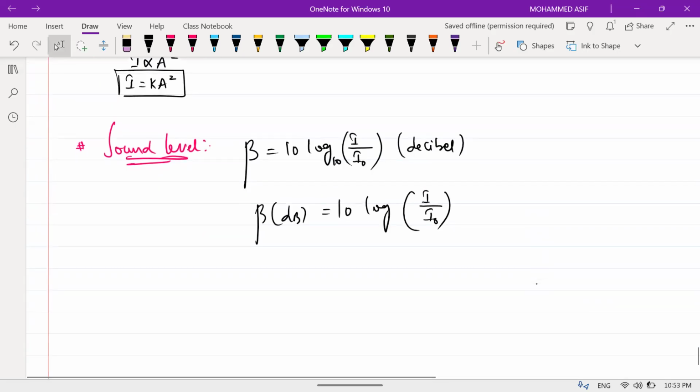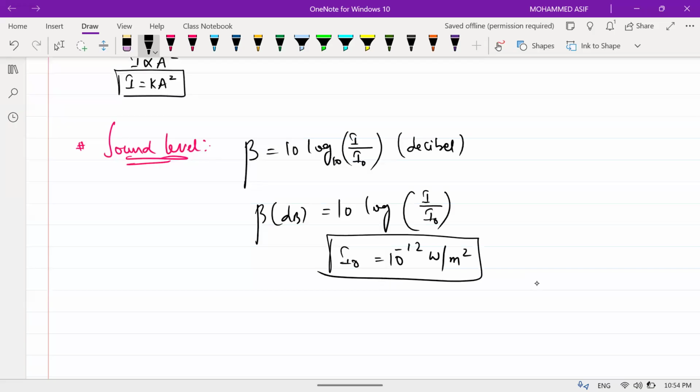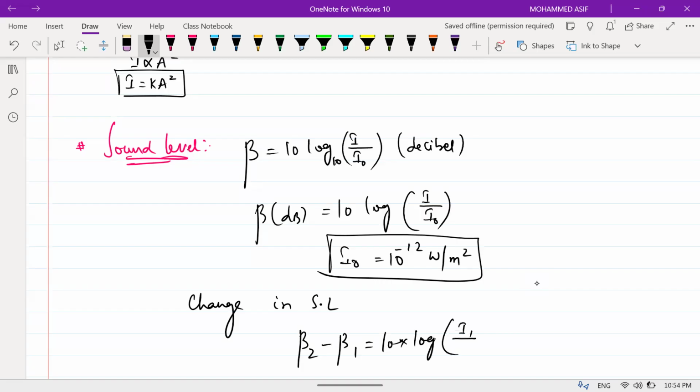Got it? What is the value of I naught, beta? It's a constant value; you need to remember it, it will not be given. It is 10 power minus 12 watt per meter square. If it's asking for the change in sound level, then SL, that is beta 2 minus beta 1, will be equal to 10 into log I1 divided by I2. That will give me the answer.